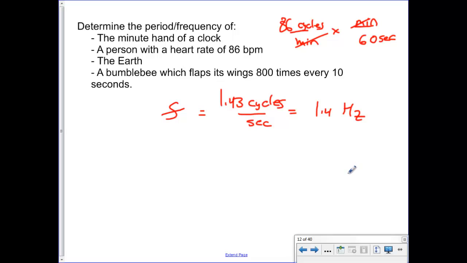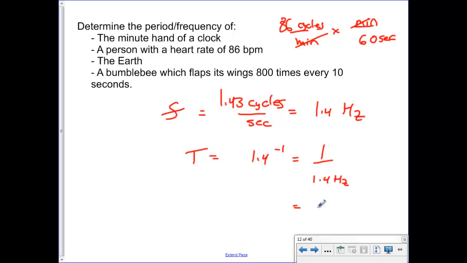Now to figure out period, which is how long does each heartbeat take in terms of time, I can do some mental math here. If it was 60 beats per minute, it was 1 beat per second, right? But if you have 86 beats per minute, it must be slightly under a second. Does that make sense? So to solve this, for period, you could basically go 1.4 to the minus 1, which is like 1 over 1.4.